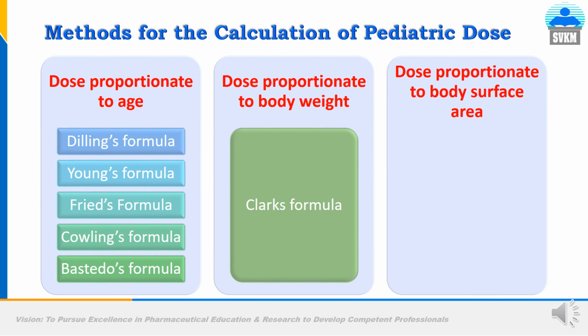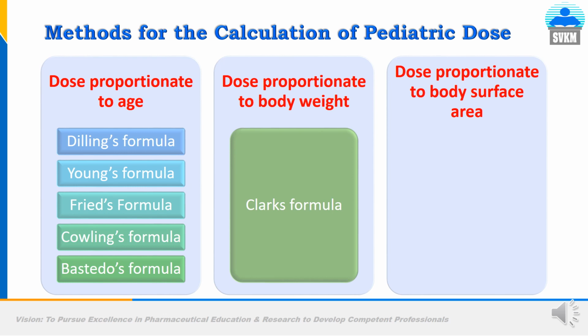Now we summarize all the formulas for calculation of pediatric dose here. So already we discussed that. We can calculate the pediatric dose based on the age, body weight and body surface area. When we calculate the dose based on the age, the dose is proportionate to age. There are a number of formulas, that is Dilling's formula, Young's, Fried's, Cowling's and Bastard's formula, used for the calculation of pediatric dose based on the age.